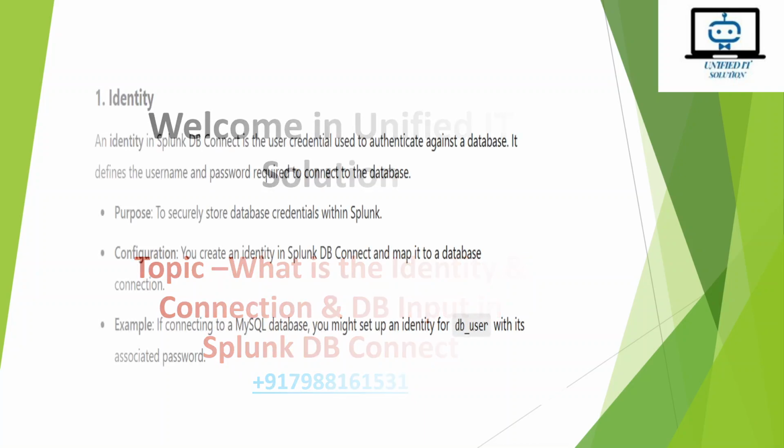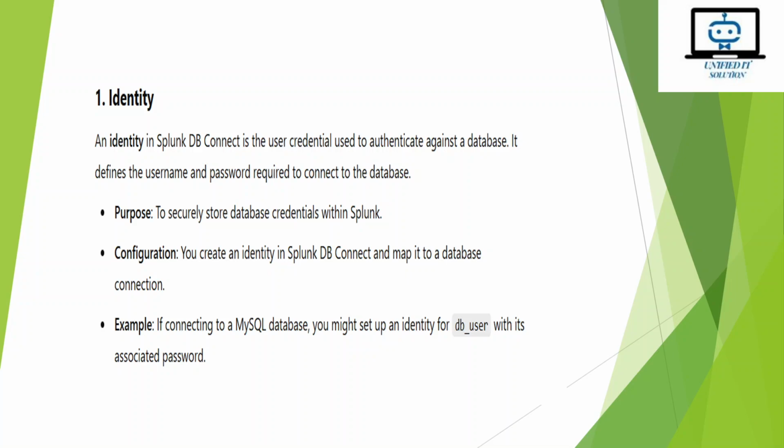Let's start. Identity in Splunk DB Connect is the user credential used to authenticate against a database. It defines the username required to connect to the database. The purpose is to secure your database credentials within Splunk configuration. You create an identity in Splunk DB Connect and map it to the database connection. Example: if connecting to a MySQL database, you might set up an identity for db_user with its associated password. So identity is nothing but the credential that is required to connect to your database.